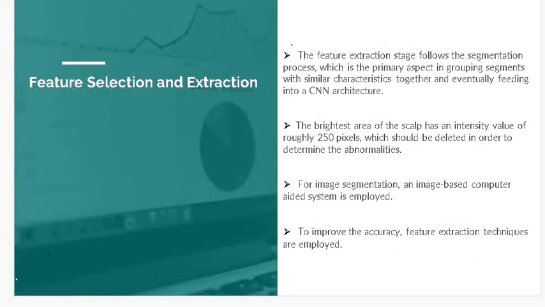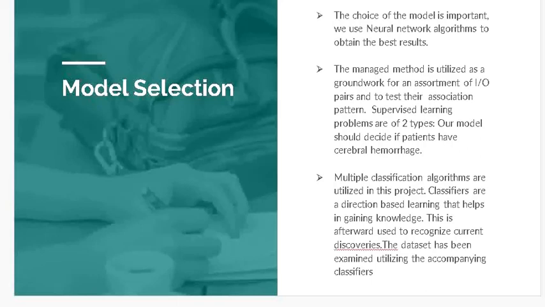Feature selection and extraction. The feature extraction stage follows the segmentation process, which is the primary aspect in grouping segments with similar characteristics together and eventually feeding into a CNN architecture. In image segmentation, an image-based CNN is employed. To improve the accuracy, feature extraction techniques are employed. Model selection. The choice of the model is important. We use a neural network algorithm to obtain the best results.